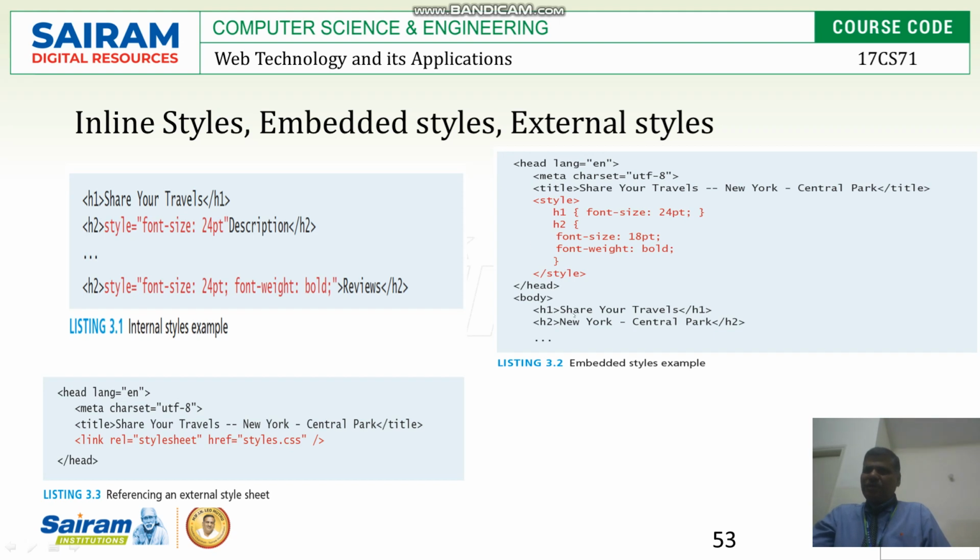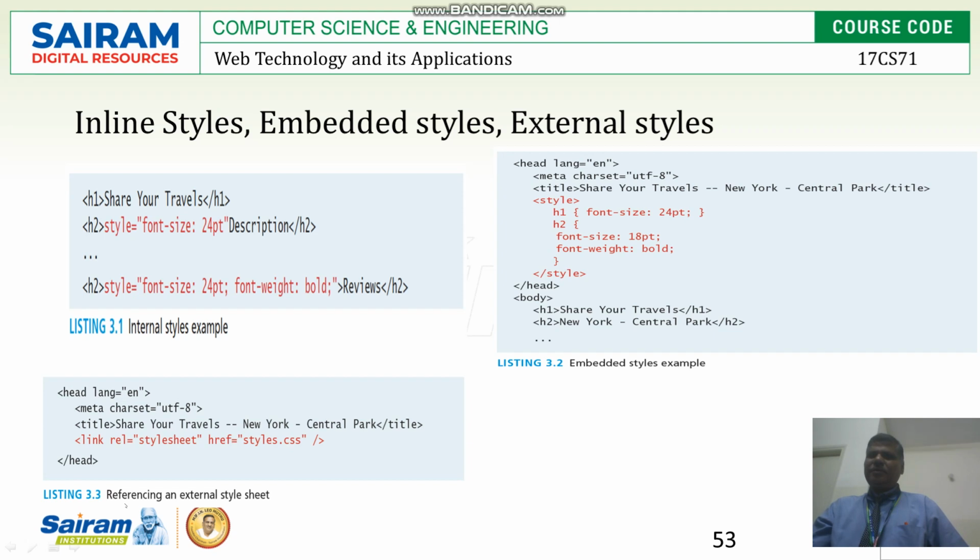Now you see, "Share your travels". When this is written with H1, the style applied is 24 point. Remember this. Then H2 is there, H2 New York Central Park. This is written in 18 point as well as bold. When it is executed, it will be displayed like that.